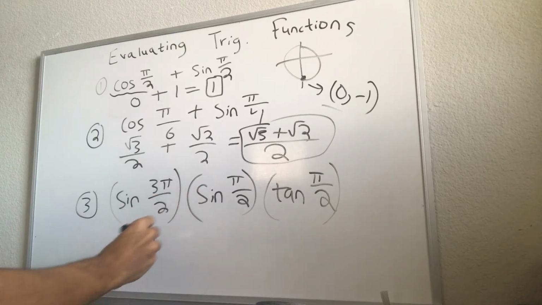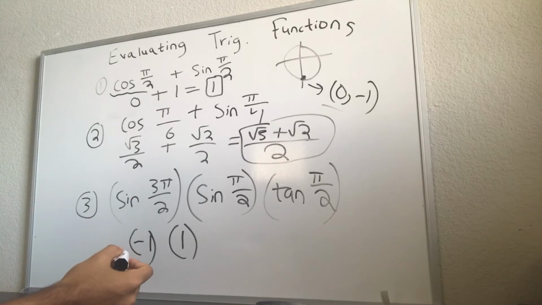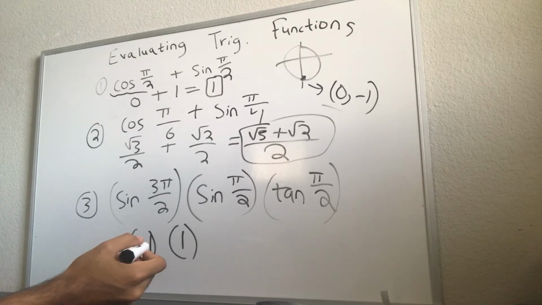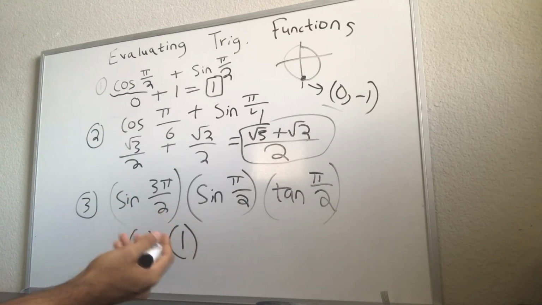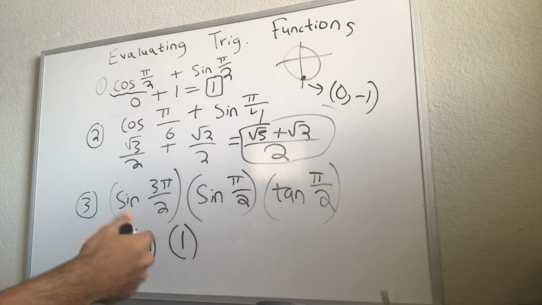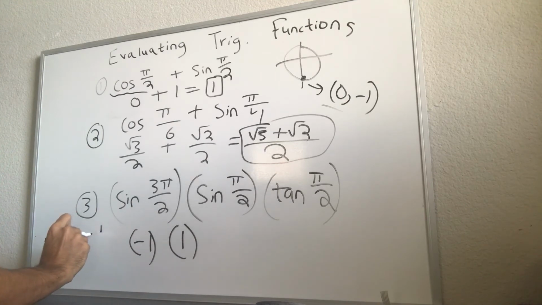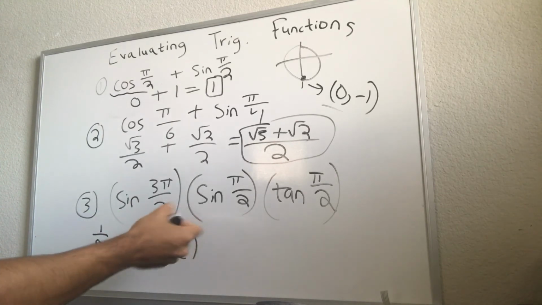And the sine of pi over 2, as we know, is 1. Now this one's interesting. If you have memorized it, you would know the tangent of pi over 2 is undefined. But if you're not sure, we know the identity that tangent of theta is equal to sine of theta divided by cosine of theta. Sine of pi over 2 is 1, and cosine of pi over 2 gives us 0. So tangent of pi over 2, or tangent of 90 degrees, is 1 over 0.